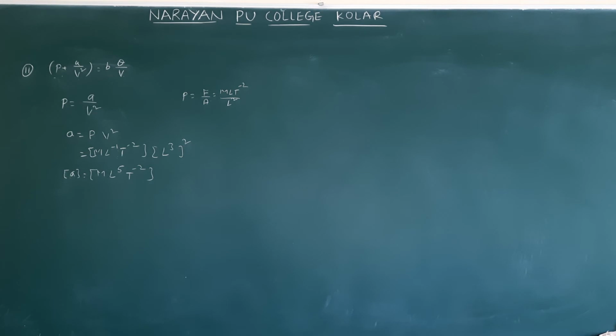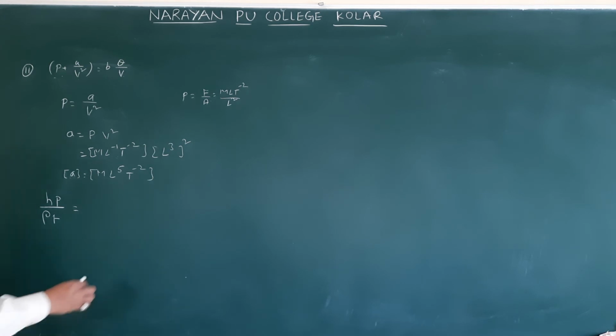Next is the 12th one. P, T, ρ and h denote pressure, time, linear momentum and Planck's constant. The dimensions of hp by ρT they asked. What is h? Planck's constant.